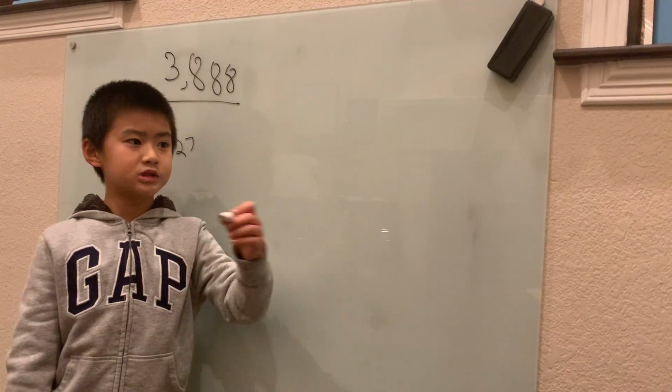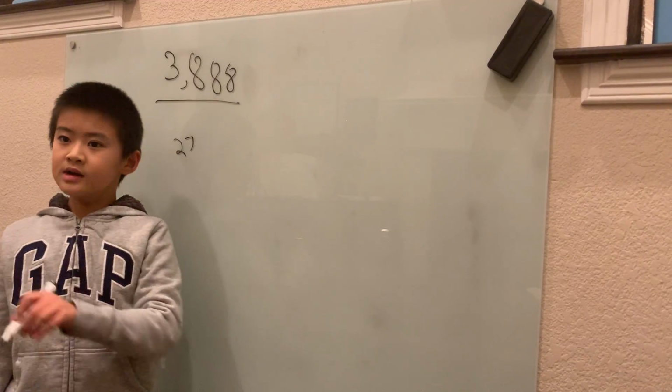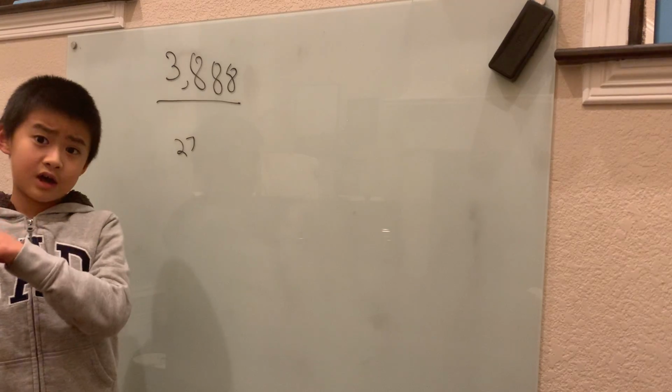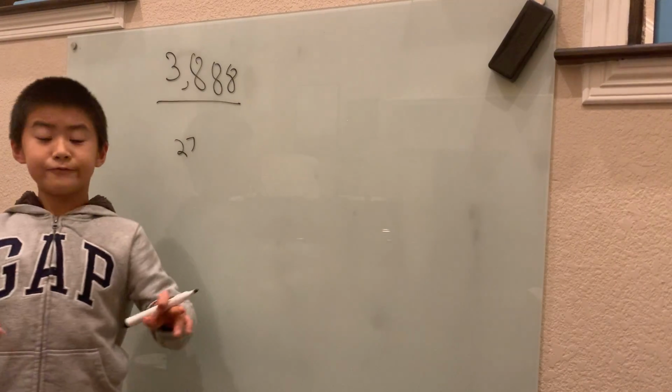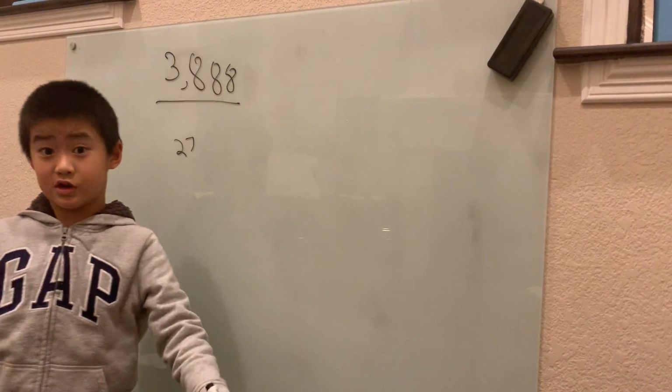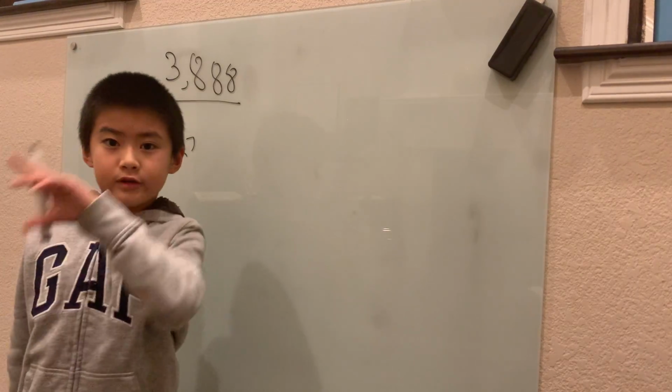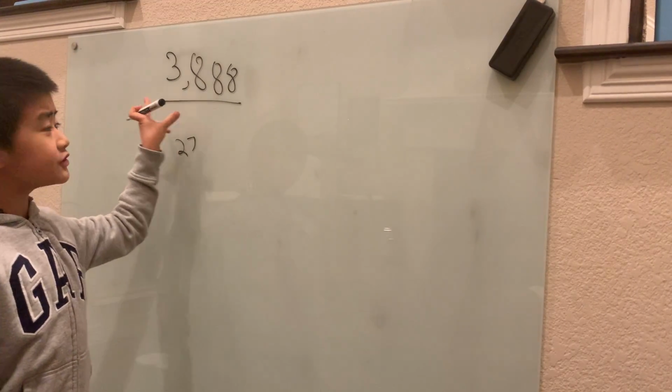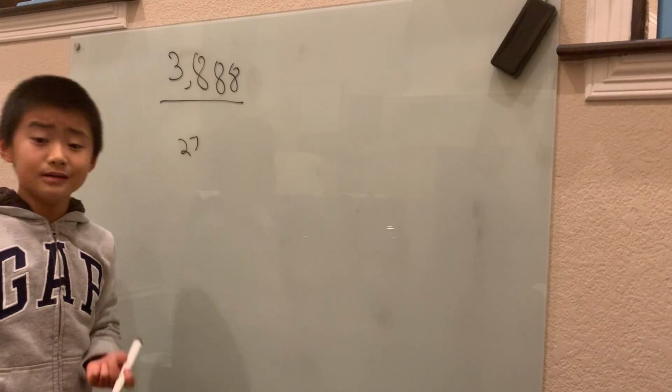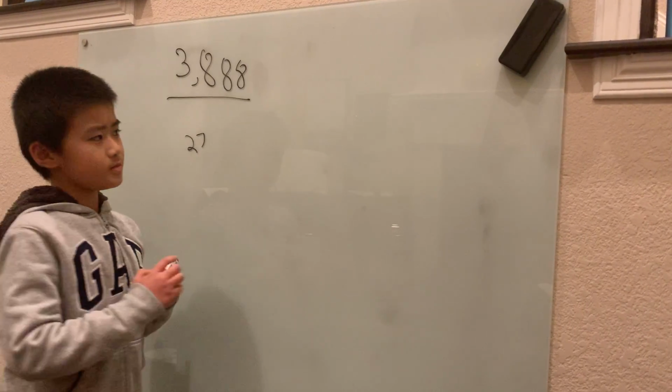But if I start off from a multiple of 9, add on 27. 27 is 9 plus 9 plus 9. So I add on 9, and then 3 more 9s, I get another multiple of 9. The multiple of 9 is 3 more. So 3,888 is in fact a multiple of 9.